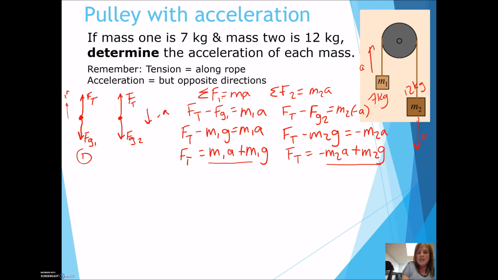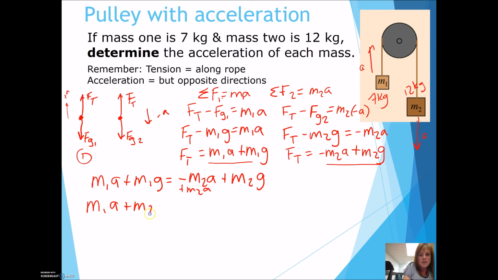All right, so force of tension is the same, right? Tension is the same everywhere in the rope. So that means that m1a plus m1g is equal to a negative m2a plus m2g. All right, let's start moving stuff so that they're all on the same side. Let's put the a's on one side and we'll put the g's on the other side. I'm going to move this a over to this side, so we're going to add m2a to both sides. And we're going to get m1a plus m2a.